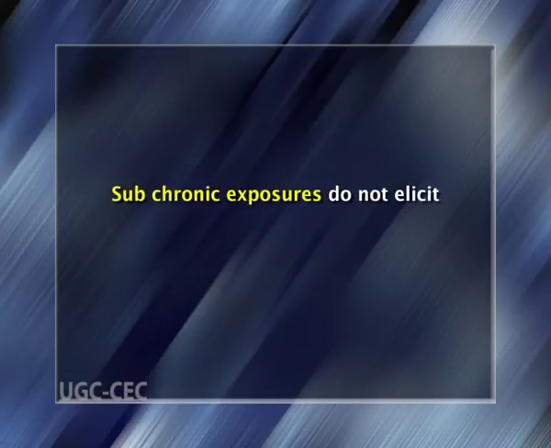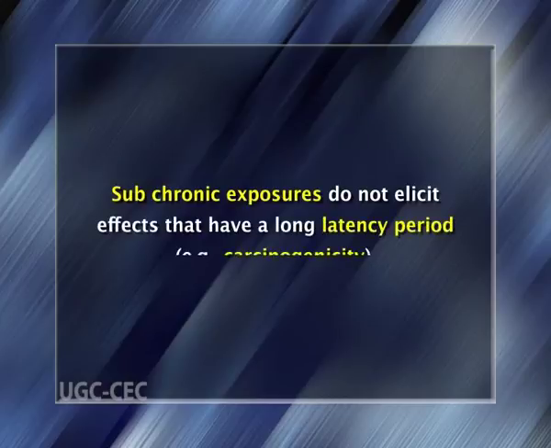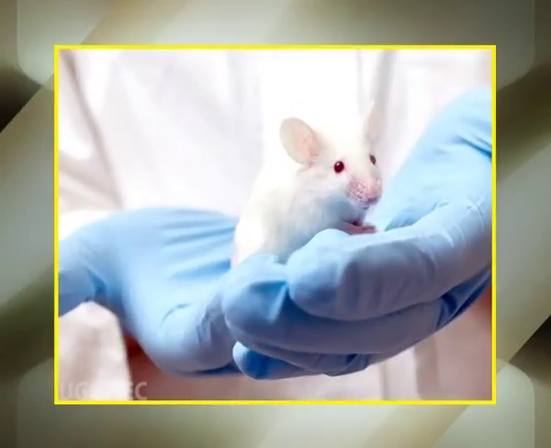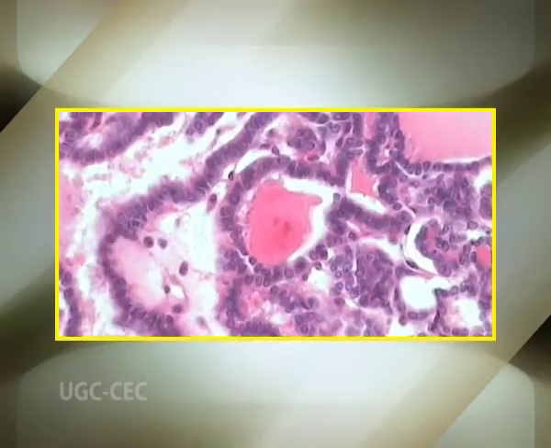Subchronic exposures do not elicit effects that have a long latency period, for example, carcinogenicity. However, they do provide information on the health hazards that may result from repeated exposures to a pesticide over a period up to approximately 30% of the lifetime of a rodent. Subchronic tests also provide information necessary to select proper dose levels for chronic studies, especially for carcinogenicity studies, for which an MTD must be selected.